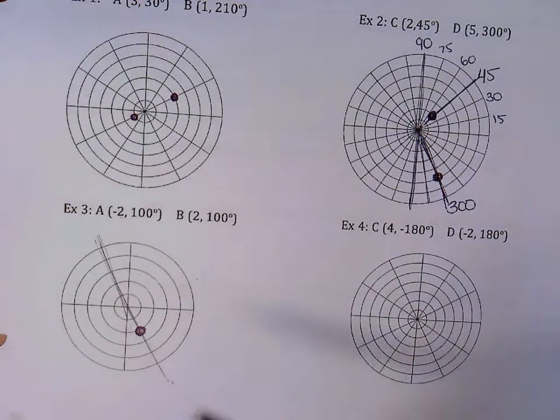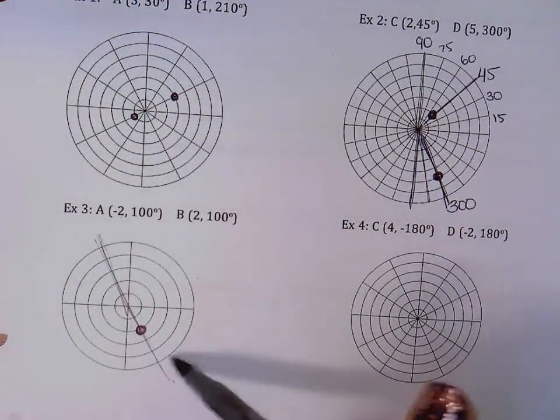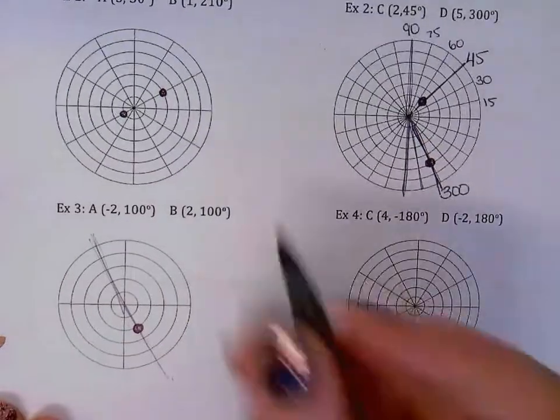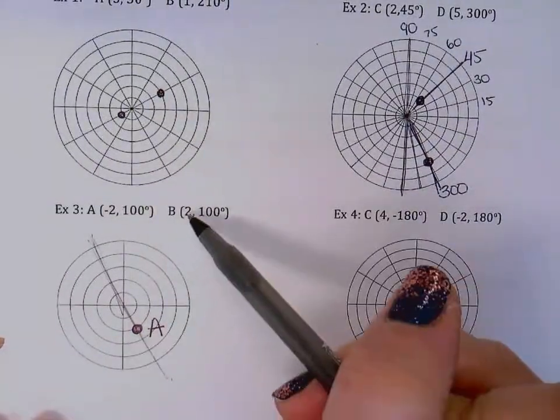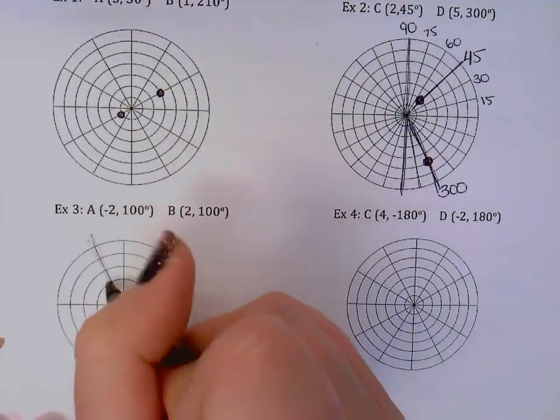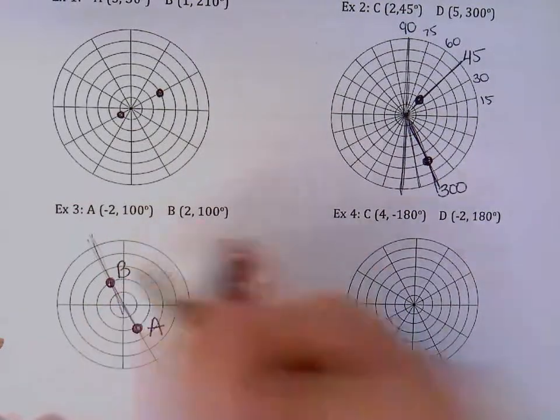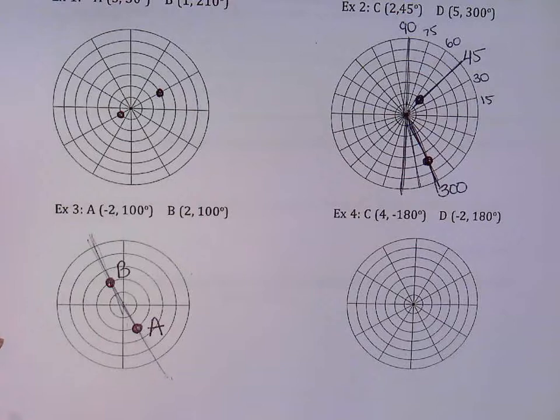It would actually be at, like, negative 80? All right, and so this is A when it's negative. And then if I'm going to 2, 100, I would be going right here. So I'm actually walking on the 100 line in that correct direction.